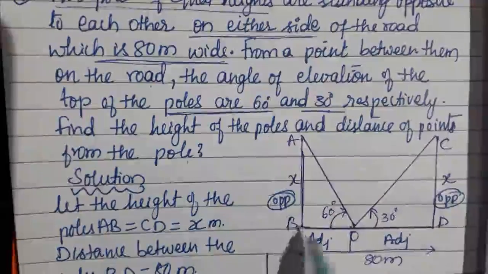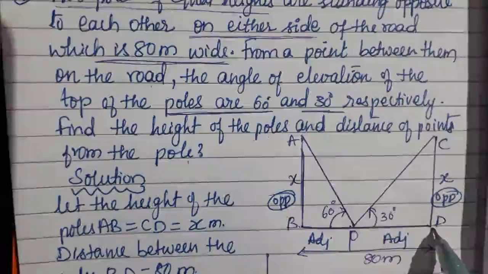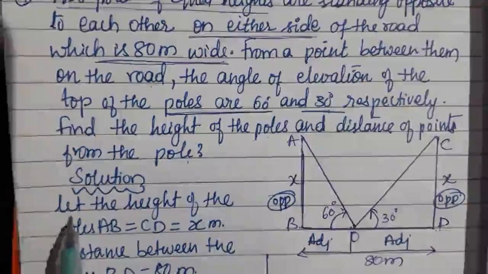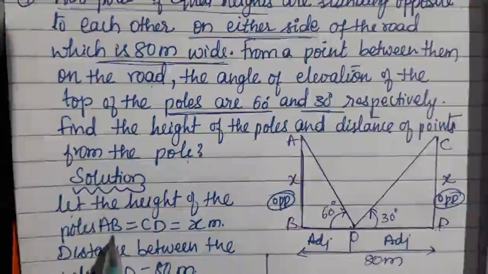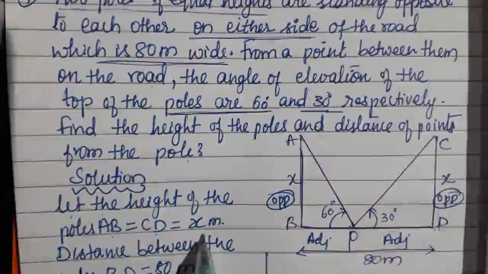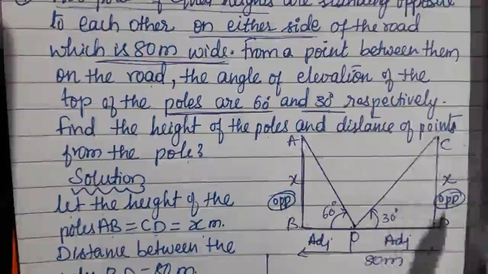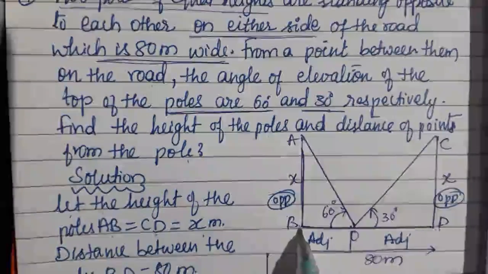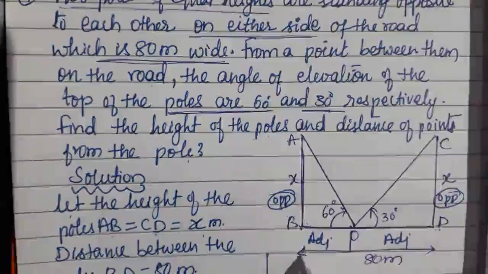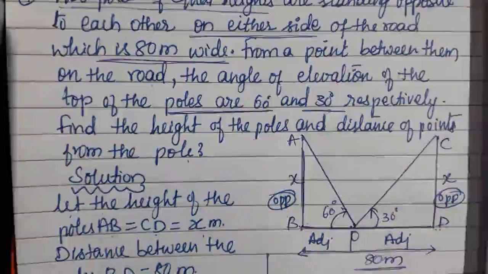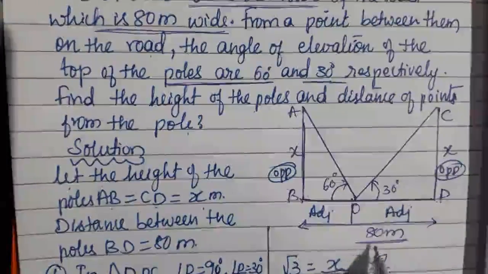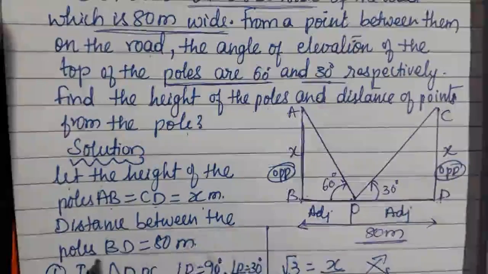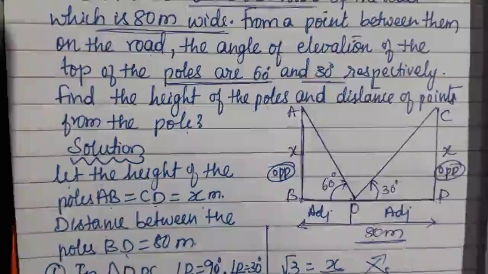Two poles, AB and CD, are the two equal poles. That is why I have written, let the height of the poles AB equal to CD equal to x meter. AB and CD are equal, both are x meter. Then the distance between the poles BD is 80 meter.